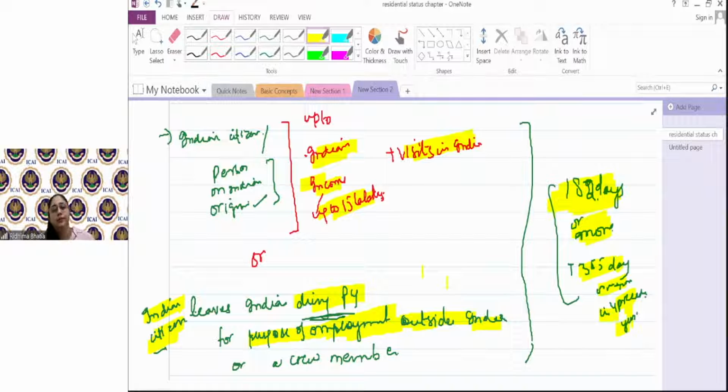These are the exceptions. Now obviously, a question must be coming to your mind: ma'am, what about an Indian citizen or person of Indian origin coming on visits to India, but who has income more than 15 lakhs? What will happen to them? I will come to that. But see, here Indian citizen and person of Indian origin both are covered. Here only Indian citizen is covered. Indian income up to 15 lakhs.